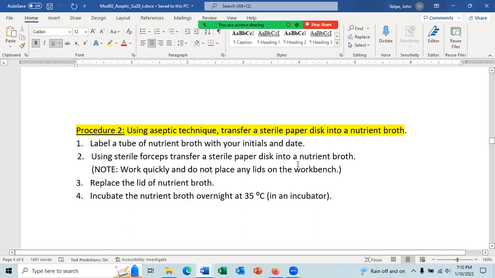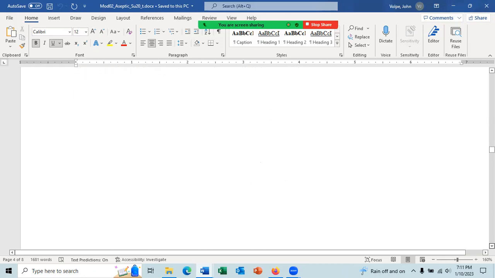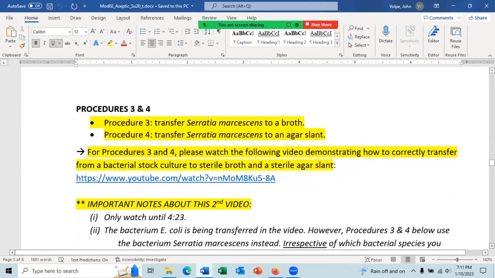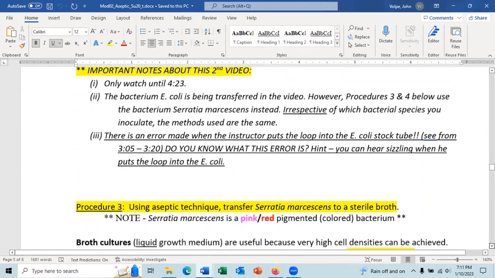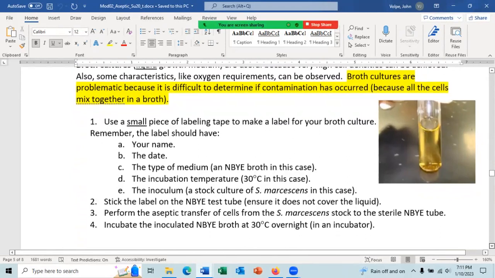And then you grab the sterile paper disc, taking only one, and then you put it into the sterile nutrient broth, and then quickly cap it. Incubate it overnight, and then take a look at the pictures for procedures 1 and 2. I'm going to move ahead to the procedures since I'm just talking about 1 and 2. So that's the sterile broth at the start.